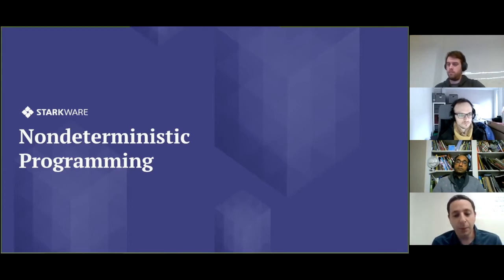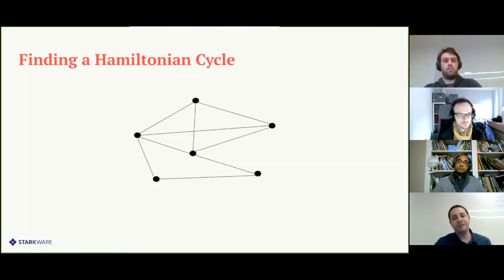But in Cairo, the situation is slightly different because we are not using Cairo in order to run a certain program. We are using Cairo in order to prove to another party that the run was successful. I'm going to first describe what non-deterministic programming is, and then how it can help you write programs in Cairo. It's not something that you must use, but it can make your programs much more efficient.